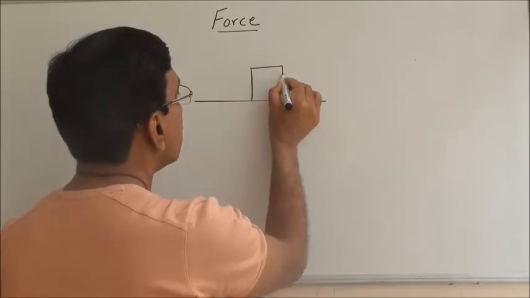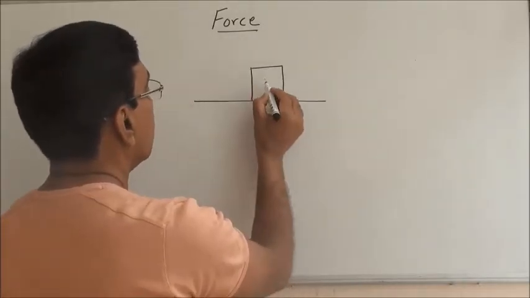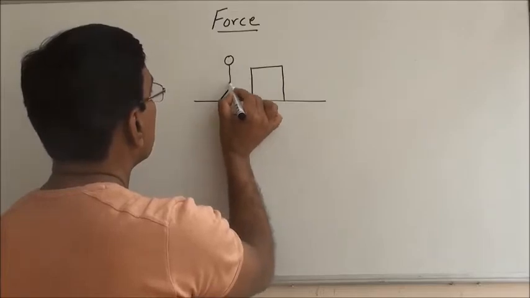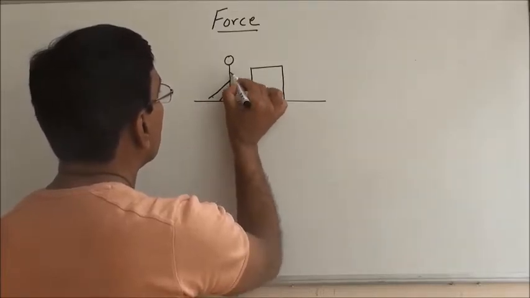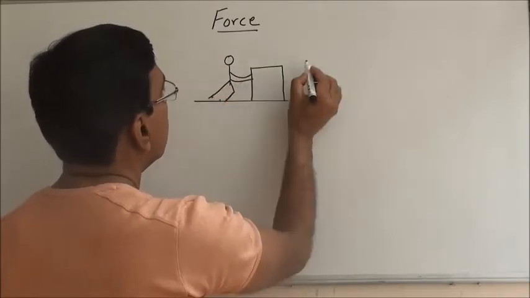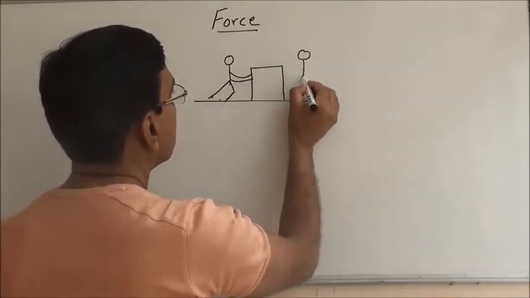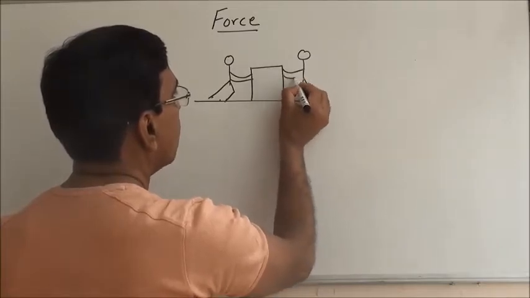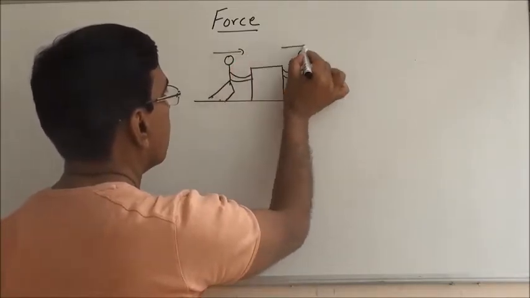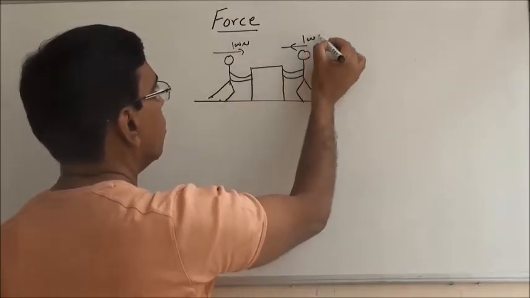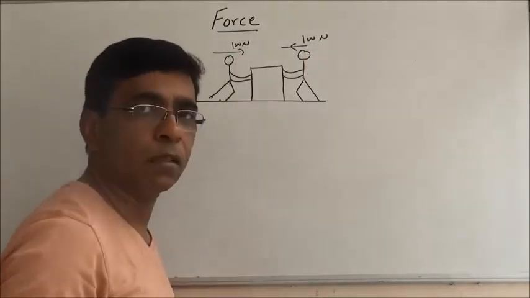Just think of this example and then answer that question. If it is an object and a person is pushing it in this direction, and there is another person pushing it in this direction, and I said both of them are applying, suppose 100 Newton force, 100 Newton force. What will be the result?